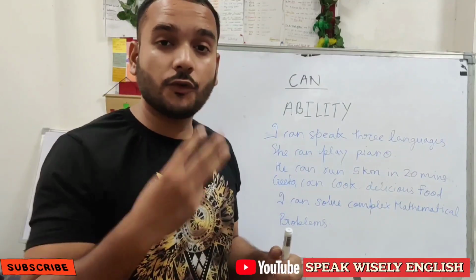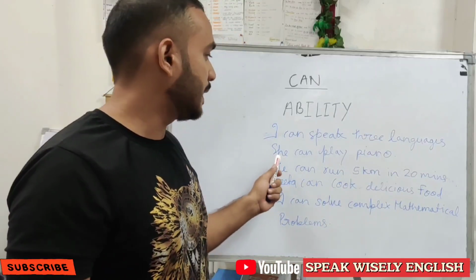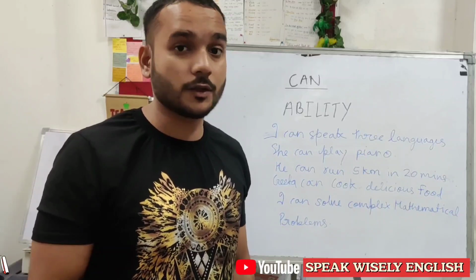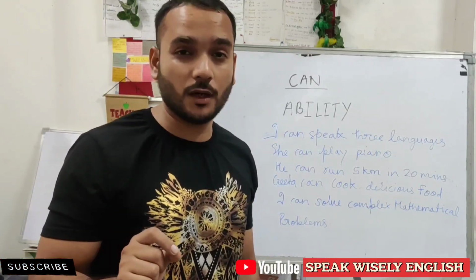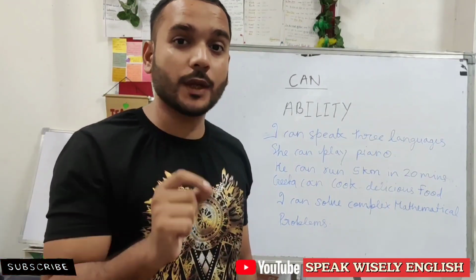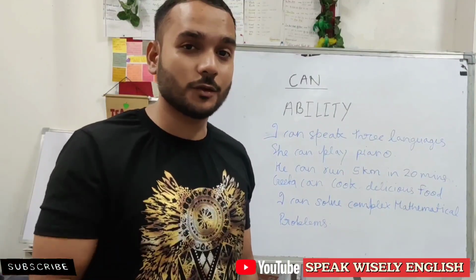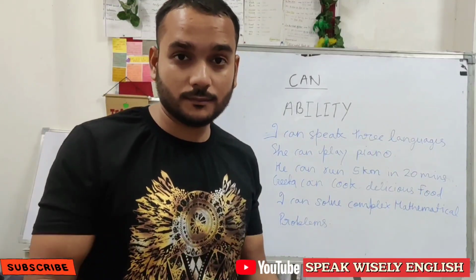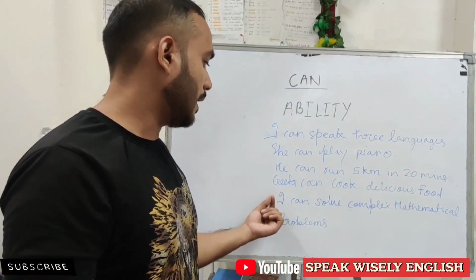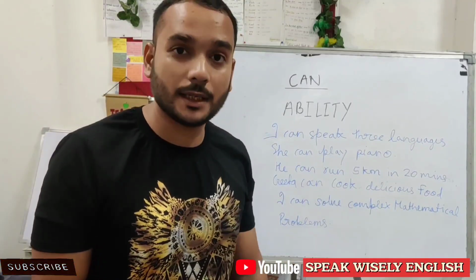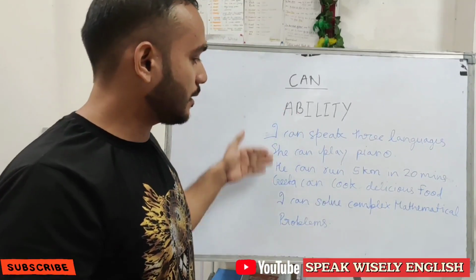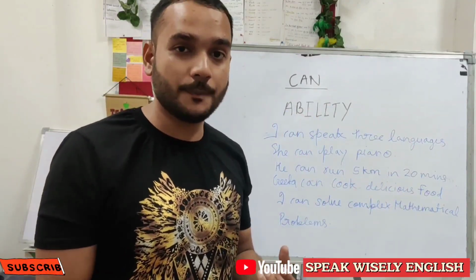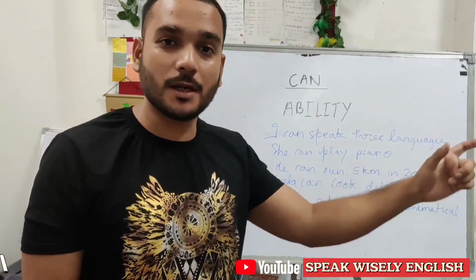I can speak 3 languages. She can play piano. He can run 5 kilometers in 20 minutes. Not everybody is capable of doing that work, but he can. He is capable of doing that. He has the physical strength to do that. Now, Geeta can cook delicious food. You understand that? Now, another one: I can solve complex mathematical problems. So these sentences are showing the capacity or capability of somebody, that he or she is able to do that.